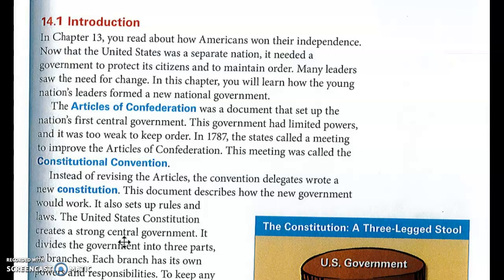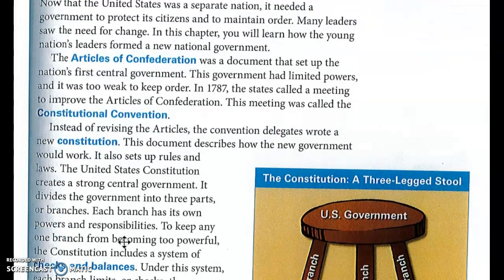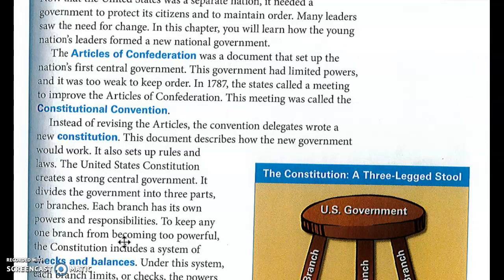14.1 Introduction. In Chapter 13, you read about how Americans won their independence. Now that the United States was a separate nation, it needed a government to protect its citizens and to maintain order. Many leaders saw the need for change. In this chapter, you will learn about how the young nation's leaders formed a new national government. The Articles of Confederation was a document that set up the nation's first central government. This government had limited powers, and it was too weak to keep order.